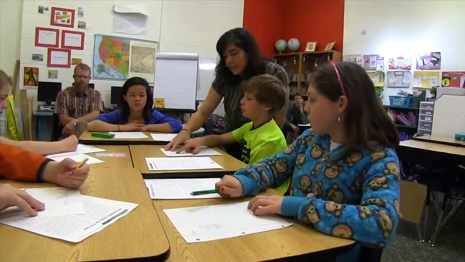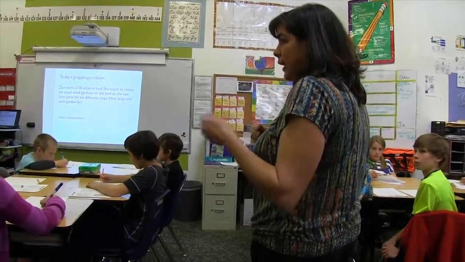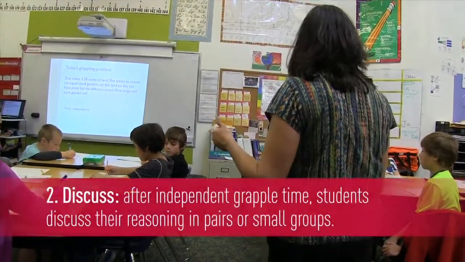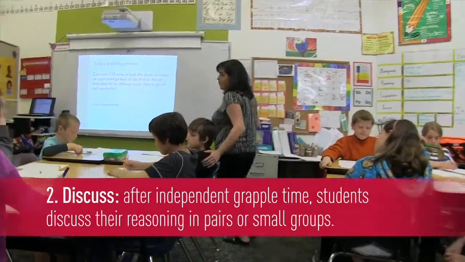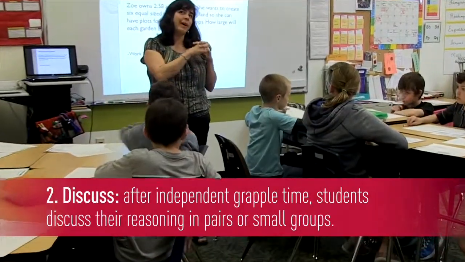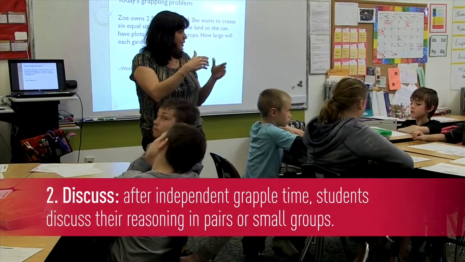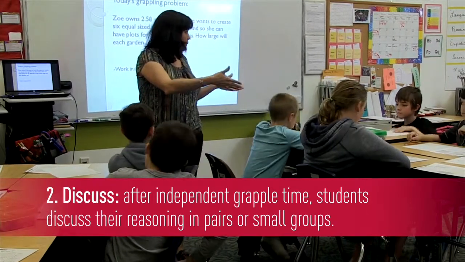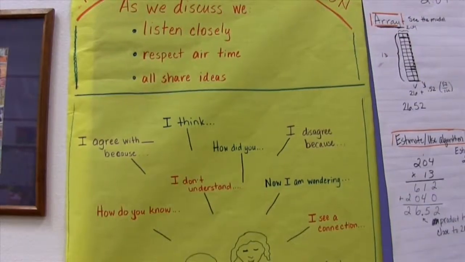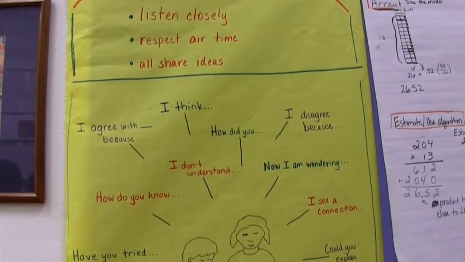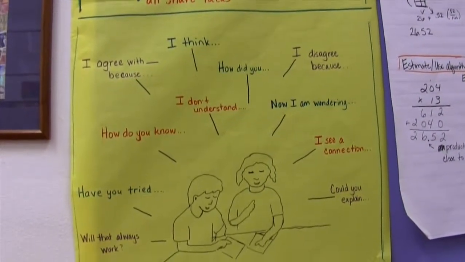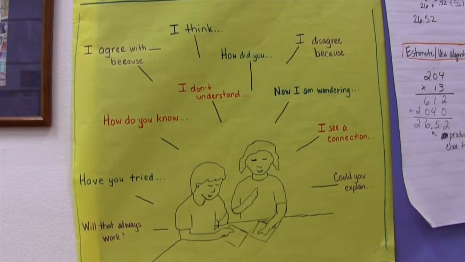Okay, so students, you've had a chance to work on it on your own. Are you ready to pair share and have a little discussion about it? After the independent grapple problem, we have a discussion time. I'll give you about 5 minutes to talk with your partners, and then we'll open up to the whole table group. Look at our anchor chart. Remember how we talk in our discussions. Everyone has a chance to speak. We're taking turns. We're proving our solutions.